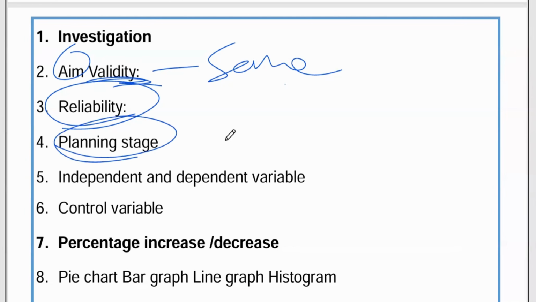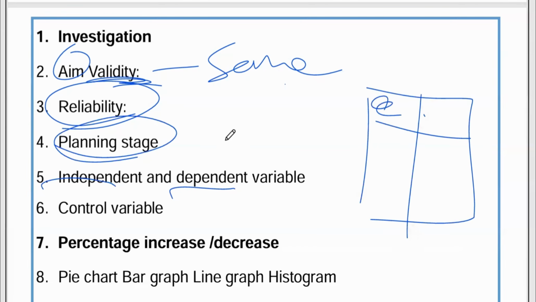Planning stage, it must always have the word decide. Decide on the equipment, decide on the area, decide on the sample size. It must start with the word decide. If you don't have the word decide, 0. Independent and dependent, in most cases, if they give you a graph, sometimes the first one is independent, the next one is dependent. Or go to the aim, the first or second statement. They'll show that the investigation was done to find out the effect of this on this. The effect of this becomes the independent, on this becomes the dependent.